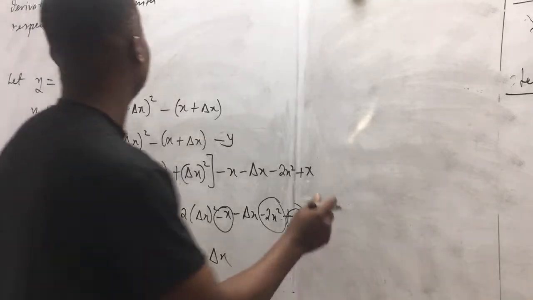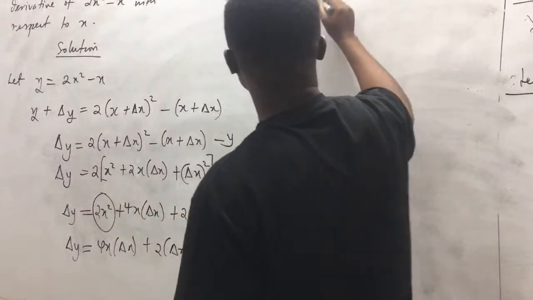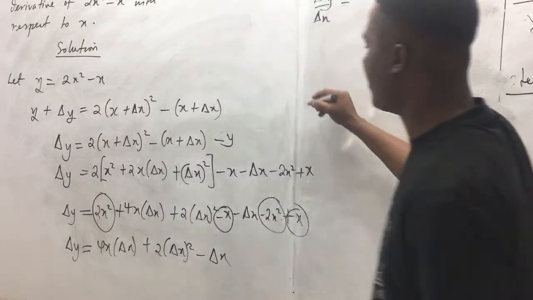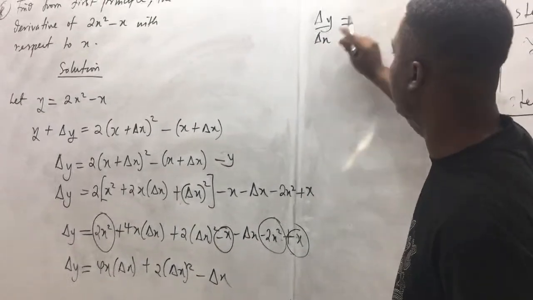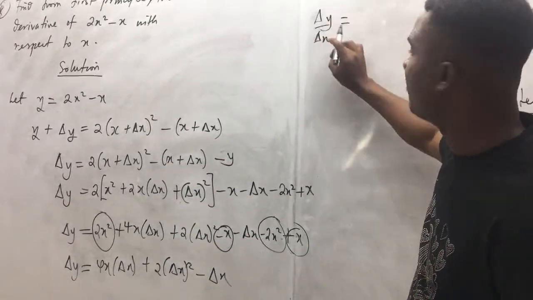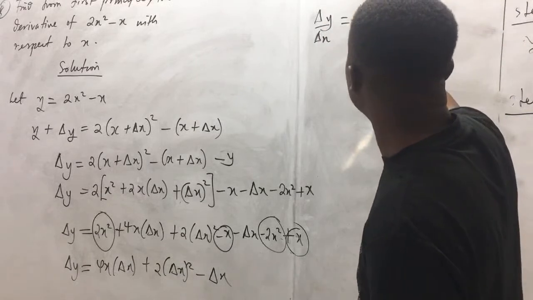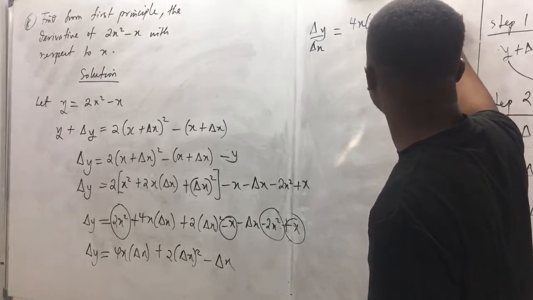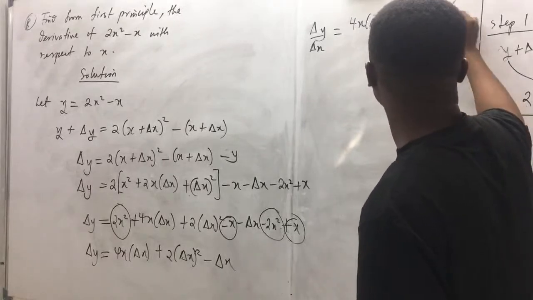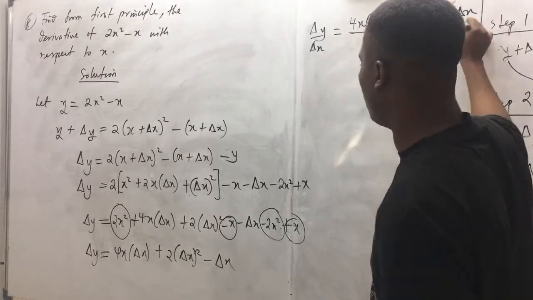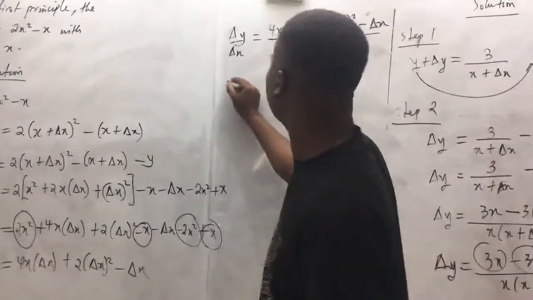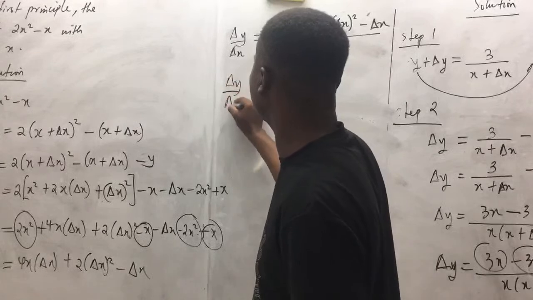Now, once we are done with that step, we will go over to obtaining the gradient function. The gradient function will be obtained by dividing change in y, what we got, by change in x. So that will be 4x change in x plus 2 in bracket change in x all squared minus change in x, all over change in x. And that would mean change in y over change in x.